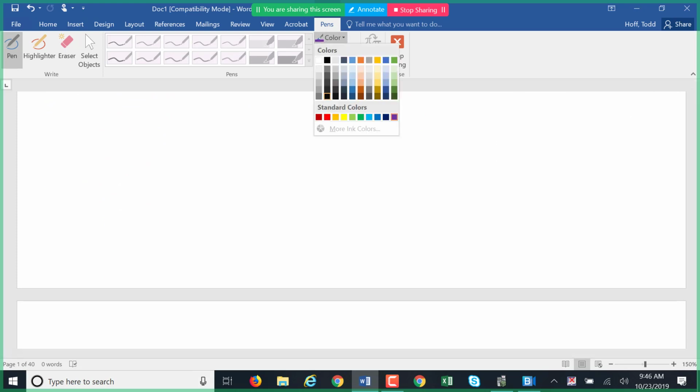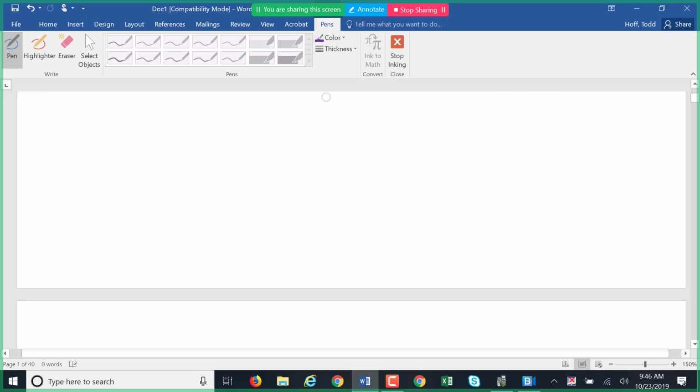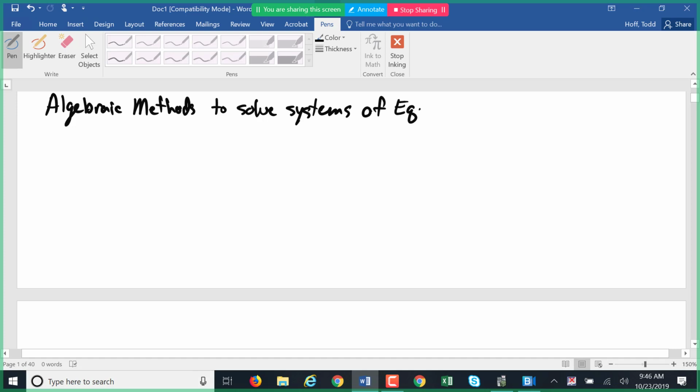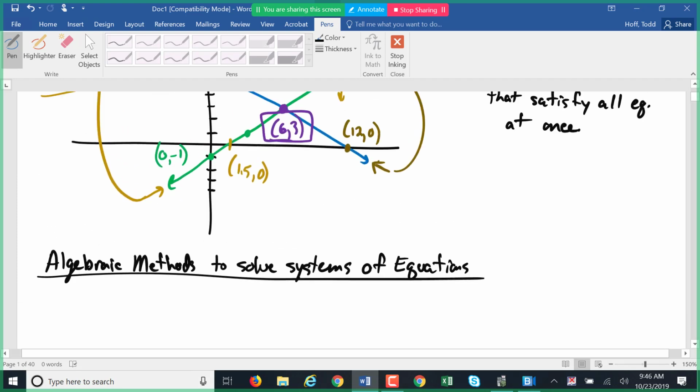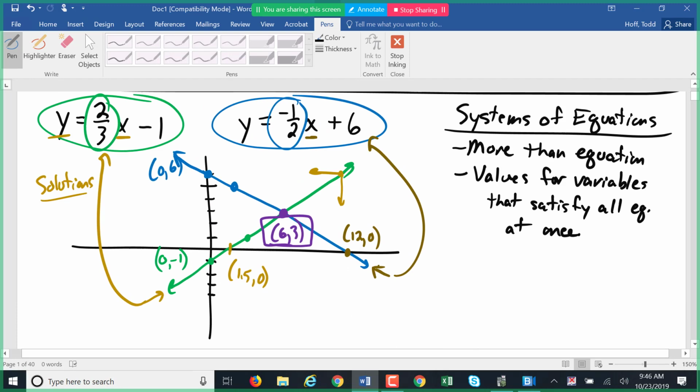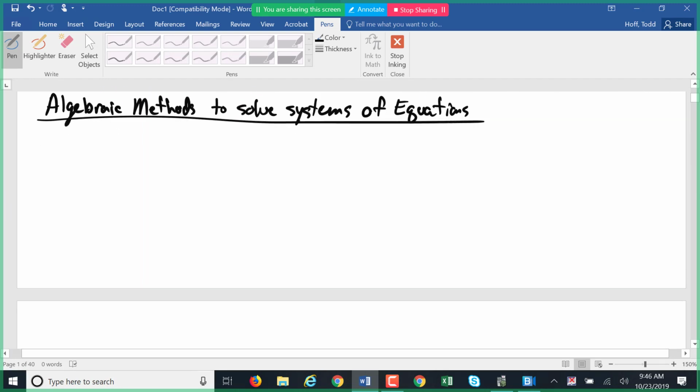So we know that we can graph those equations and find the point where they cross to solve them. Let's look at algebraic methods to solve them. So let's take these two equations that we just had here. y equals 2/3 x minus 1 and y equals negative 1/2 x plus 6.